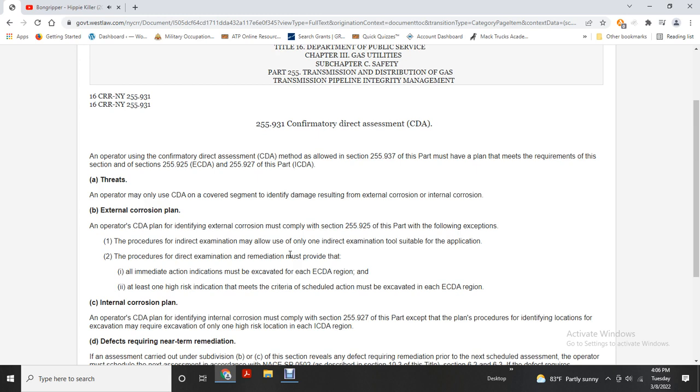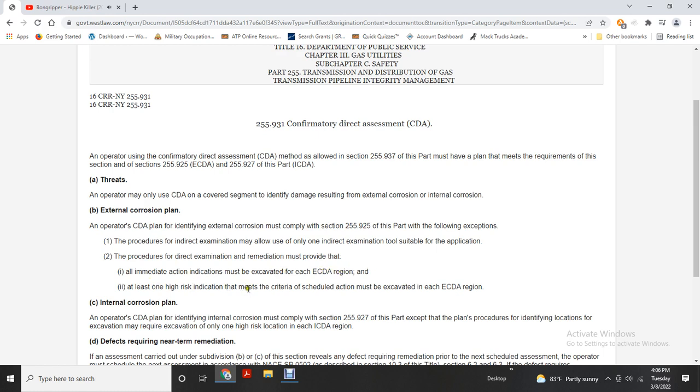External corrosion: an operator using the confirmatory direct assessment plan to identify external corrosion must comply with section 192.925 of this part, following the exemption procedures. An indirect examination must also use only one direct examination tool suitable for the application. The procedure for the direct examination remediation must provide for the immediate action indicated when excavated in the external corrosion direct assessment region.